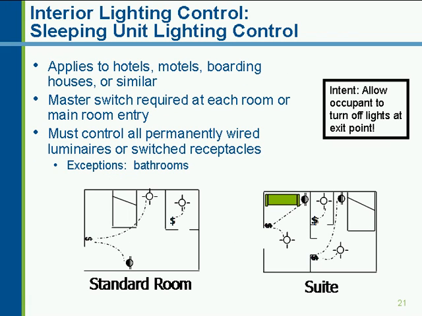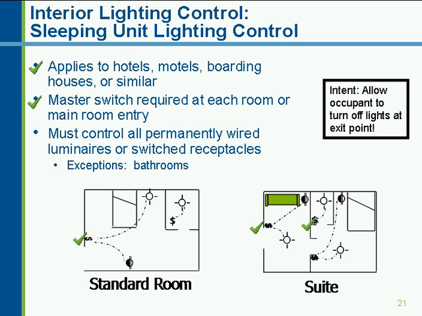There is also a separate control requirement for sleeping unit lighting. This applies to all sleeping type units: hotels, motels, boarding houses, etc. There must be a master switch at each room or each main room entry. So if you have a hotel room that's just one room, typical configuration, you have to have one master switch near the door. If you have a hotel room with suites within it, or a suite with rooms within it, you can have a switch at each individual room.